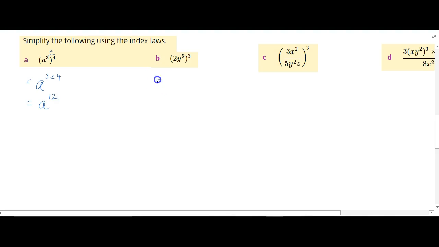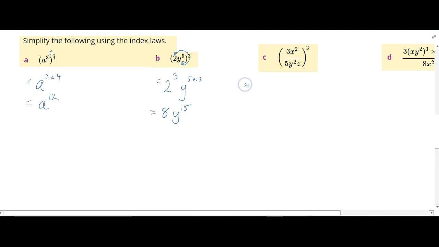Now, this one's a little bit more difficult. We've got 2 times y^5, all to the power of 3. Now, remember, this is a combination of the product rule and, what was the other one? The power rule. Because this is all in brackets, this 3 applies to both the 2 and the y^5. So what it's going to give us is 2 to the power of 3 and y^(5 times 3), just like we did in the one before. So simplifying this, 2 to the power of 3 is 8, and y^(5 times 3) is y^15.